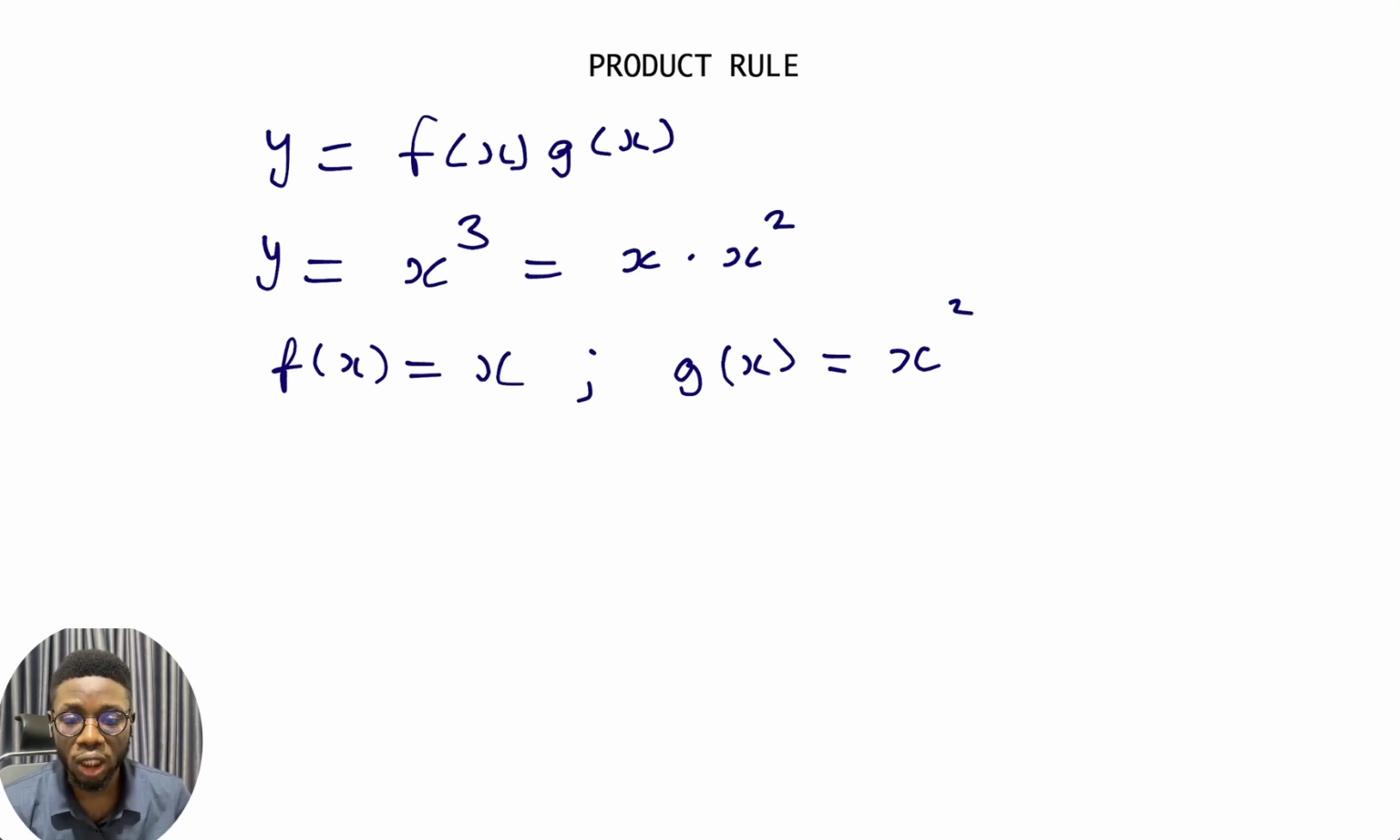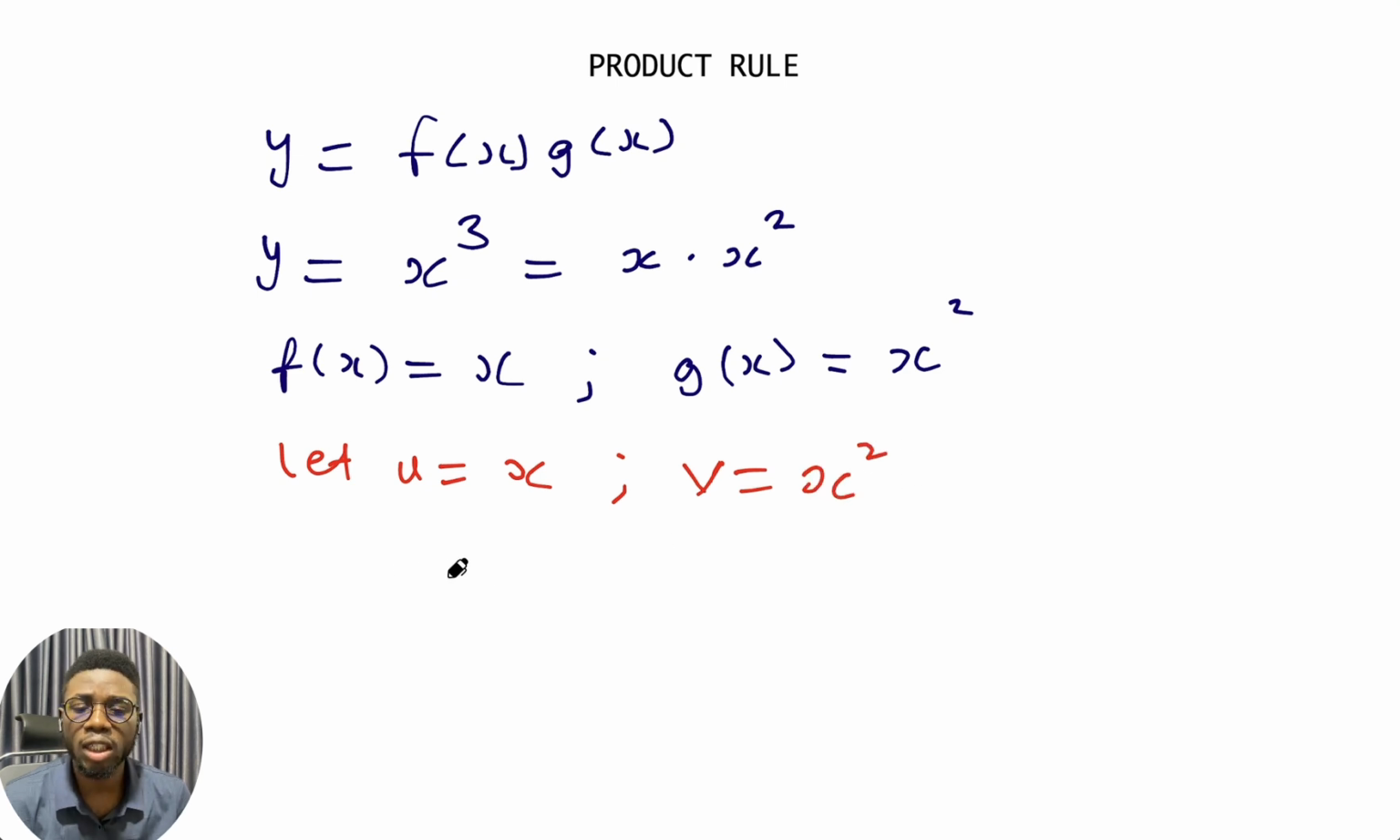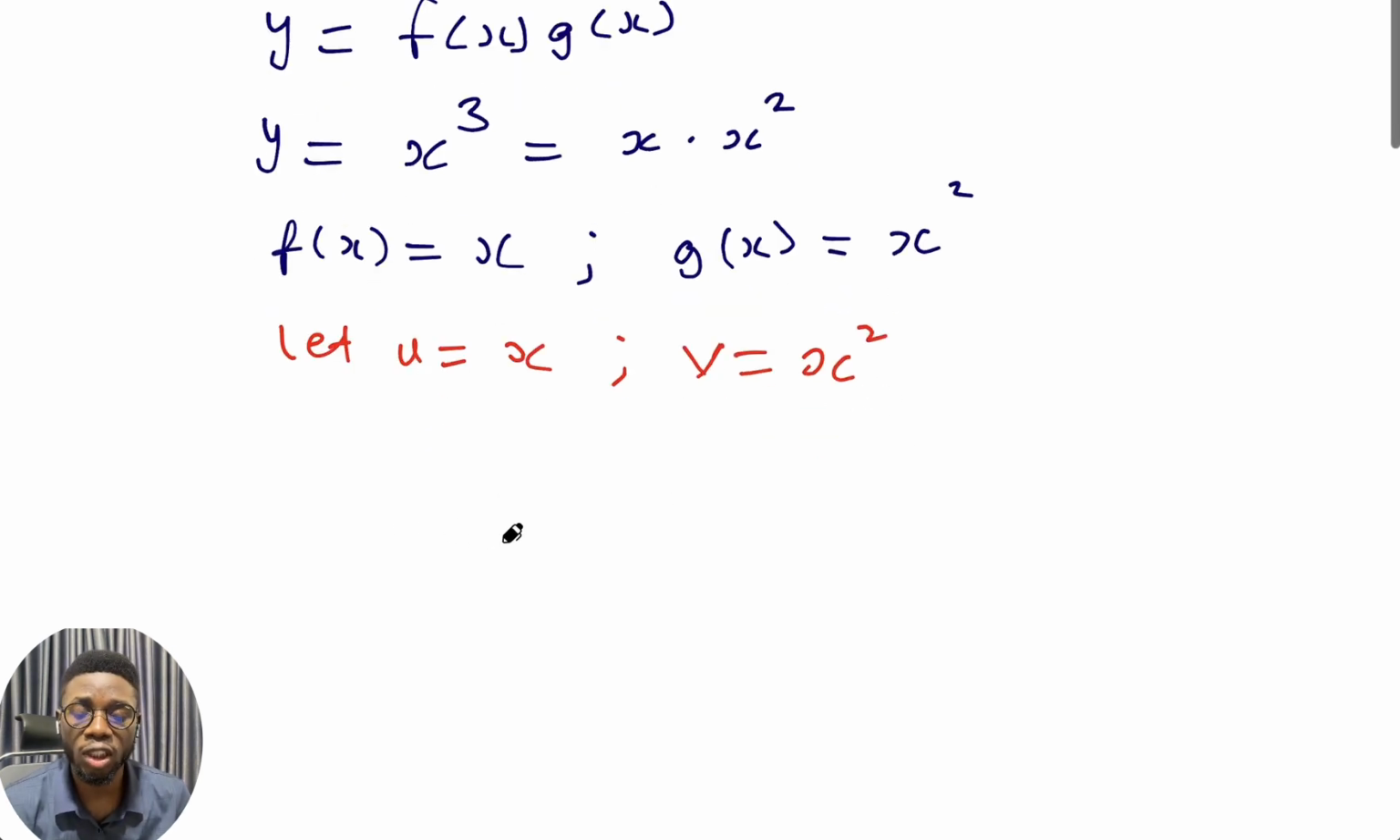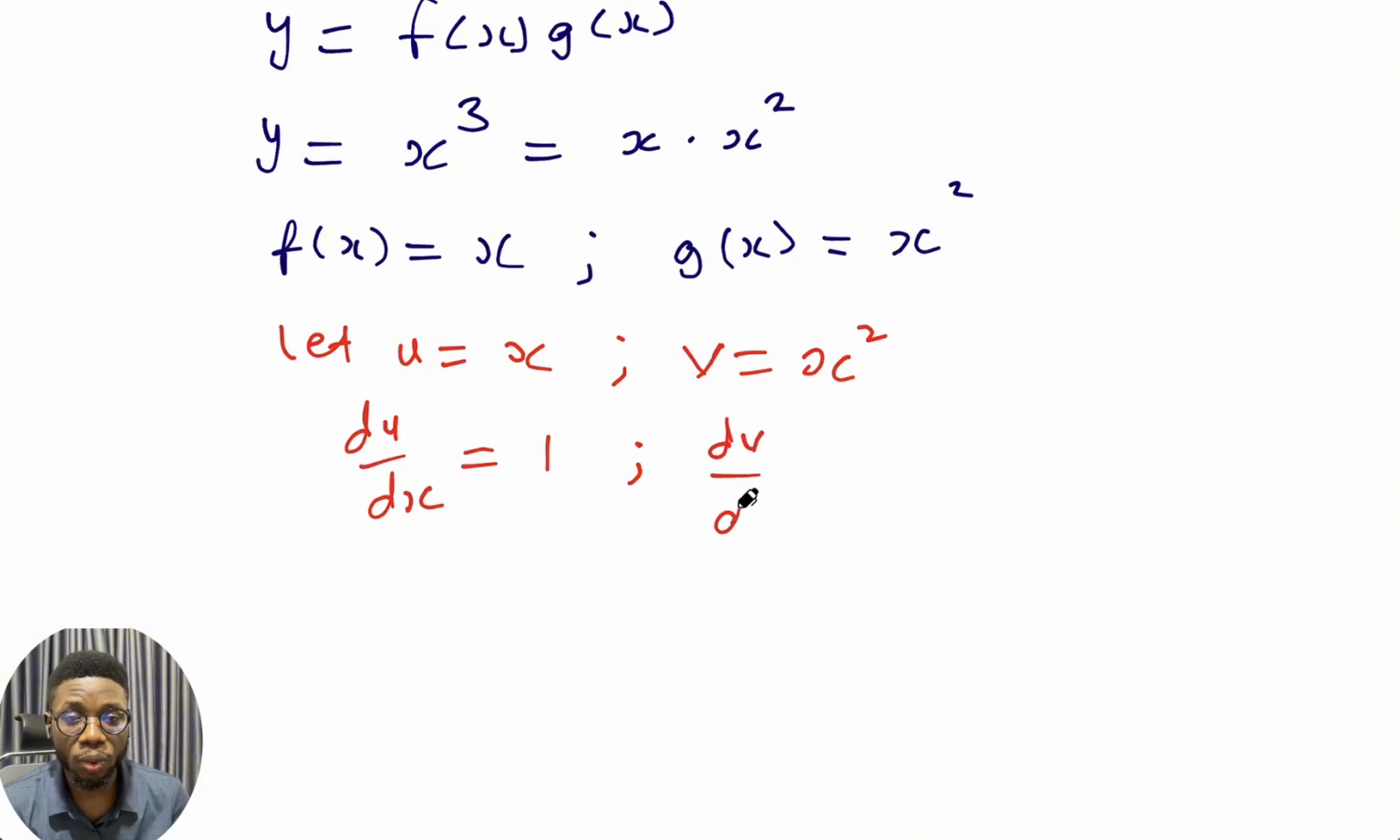The rule says that whenever we have a product of two functions like this, we can let u equal one of the functions, that is, let u equal x, which is our f of x, and we can let v equal g of x, which is equal to x squared in this place. The next thing we need to do is to find the derivative of each of these functions. So we find the derivative of u with respect to x, which is 1, and we find the derivative of v with respect to x, which is 2x.